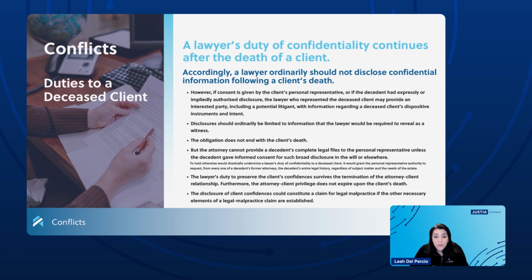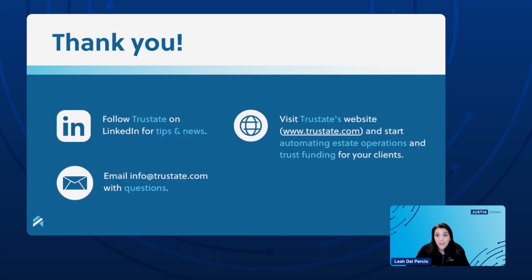So, your duty to preserve the client's confidence survives termination of the attorney-client relationship, and it doesn't expire upon the client's death. Disclosure of client confidences could constitute a claim for legal malpractice if the other necessary elements of a legal malpractice claim are established. So just an important note to leave you with and think about as you work on multi-jurisdictional administration issues, whether it be an estate administration, a trust administration, a probate, or any of your estate and trust planning or closely held business matters where you're advising private clients and families.